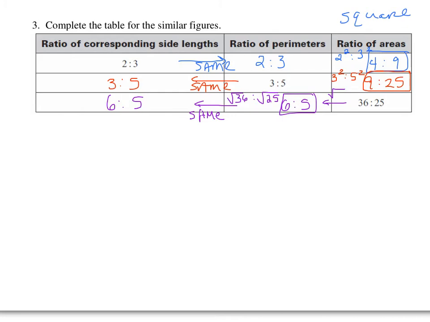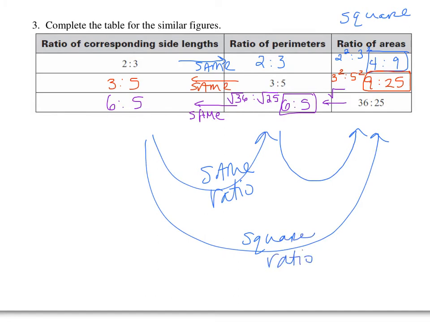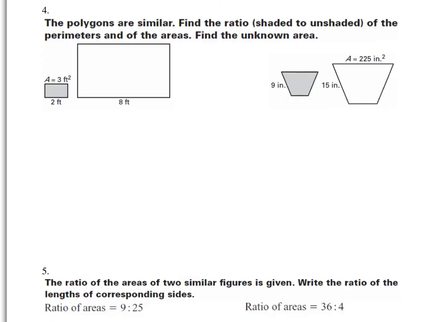So remember that the ratio of the side lengths and the ratio of the perimeters are the same ratio, but if we start with one of those, we need to square the ratio to get the area. If you're going to be getting the area, just remember you have to square those numbers before you solve anything. So in these two questions, these two polygons are similar.